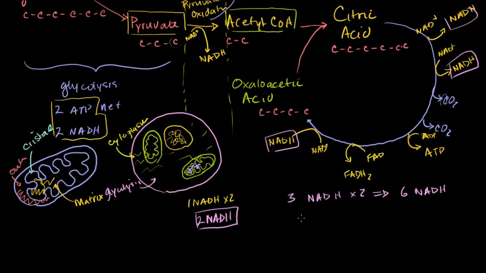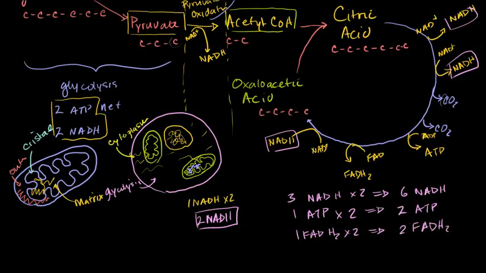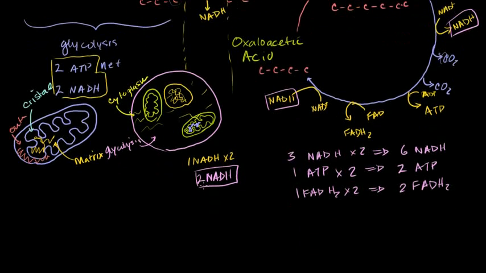We have 1 ATP per turn of the cycle. This is going to happen twice, once for each pyruvic acid. So we get 2 ATPs. And then we have 1 FADH2. But we're going to do this cycle twice. This is per cycle, so times 2. We have 2 FADH2s.